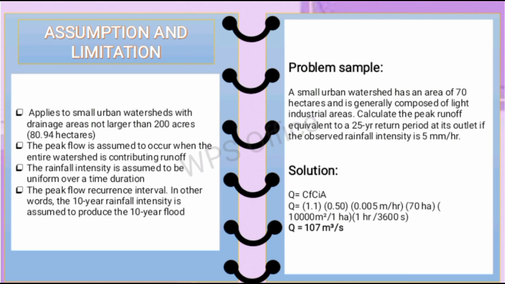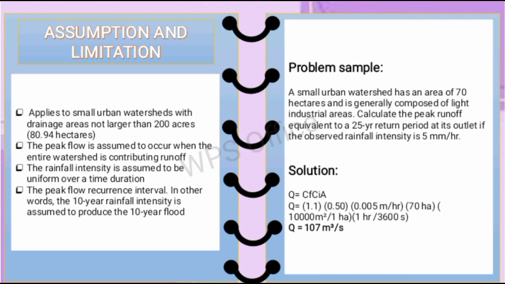So, we have a sample problem. A small urban watershed has an area of 70 hectares and is generally composed of light industrial areas. Calculate the peak runoff equivalent to a 25-year return period at its outlet if the observed rainfall intensity is 5 mm per hour. So, di na tayo magko-compute ng time of concentration since nandito na yung rainfall intensity.